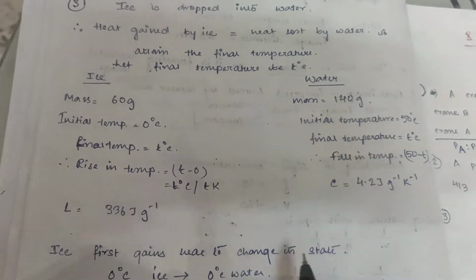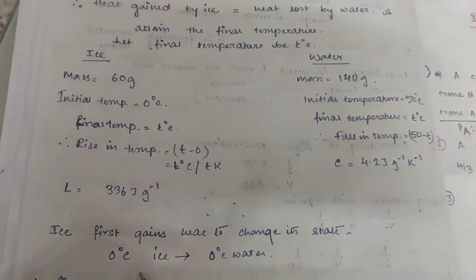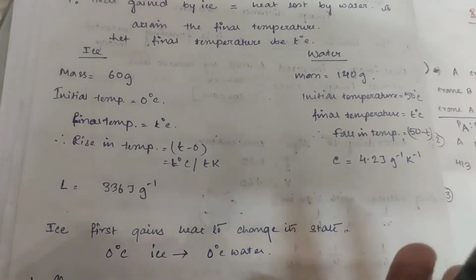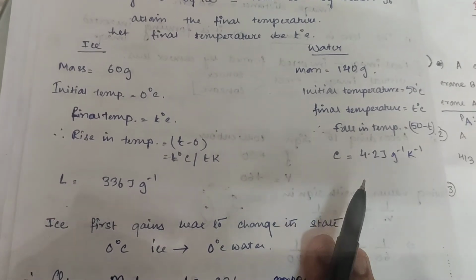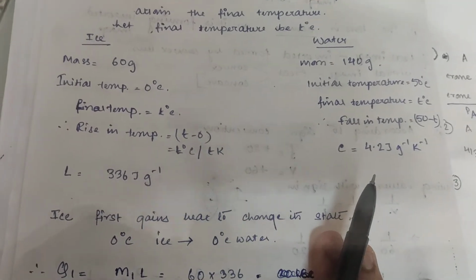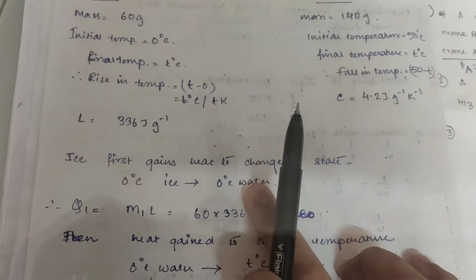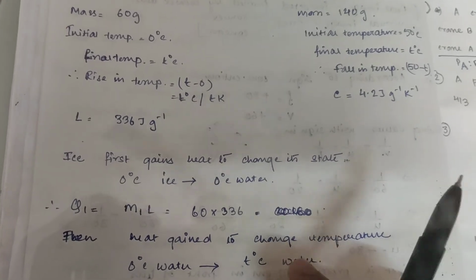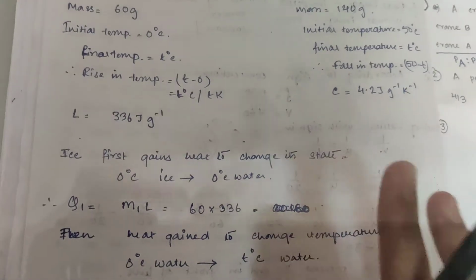So first, ice gains heat to change the state, from ice at 0 degrees Celsius to water at 0 degrees Celsius. Then when all the ice has melted, the temperature will rise, from water at 0 degrees Celsius to water at T degrees Celsius. What is T degrees Celsius? Final temperature. Let the final temperature of the mixture be T degrees. We don't know, we have to calculate.